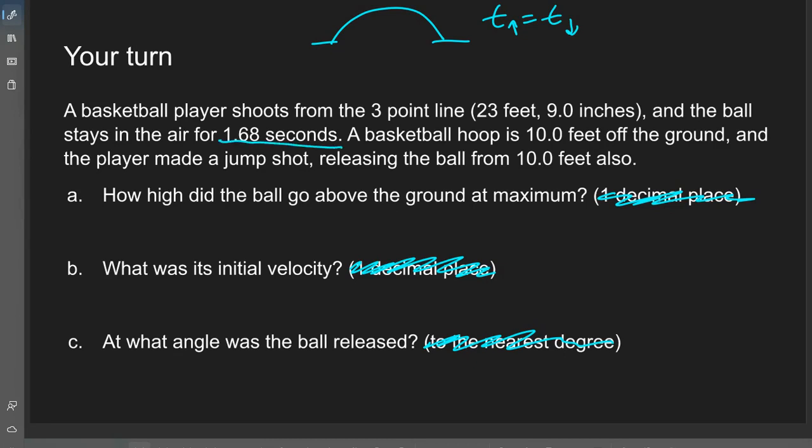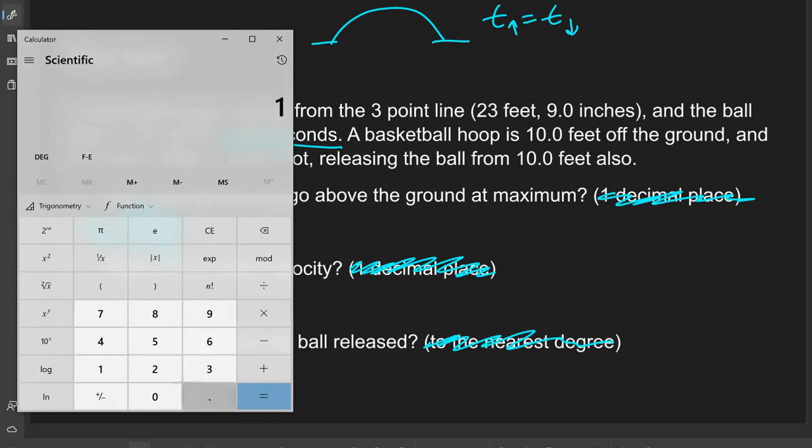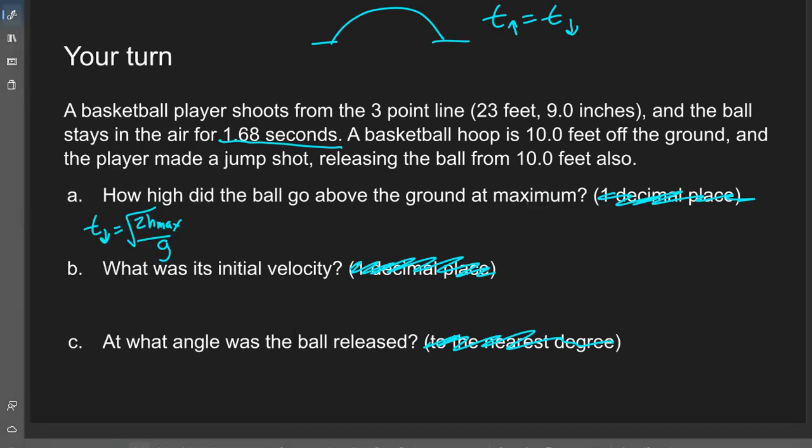So it's in the air for 1.68 seconds. How high did it go above the ground at maximum? Well, we can say time down is equal to the square root of 2h max over g. If it's in the air for 1.68 seconds, that means that time down is half that. So 1.68 divided by 2 is 0.84 seconds, which is equal to the square root of 2h max over g, where g is 10.